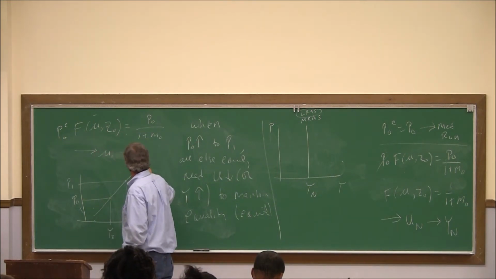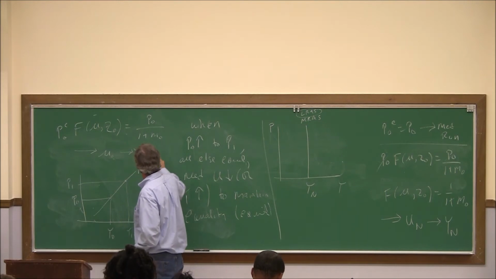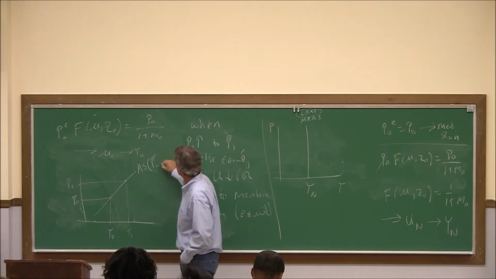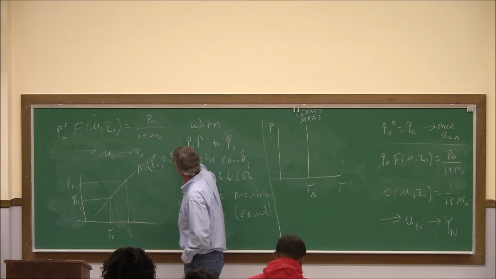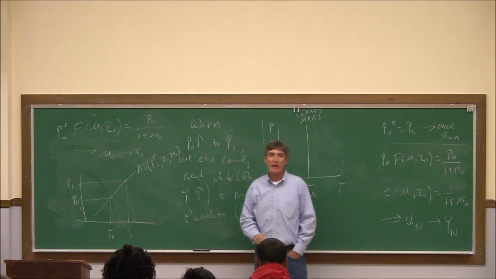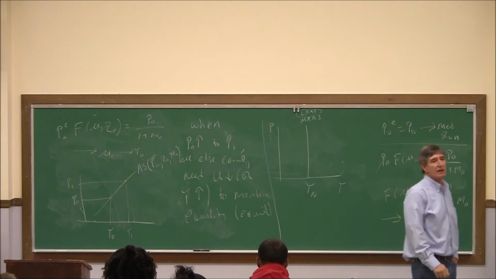So we know that the aggregate supply curve for a fixed expectation, a fixed Z, and a fixed M0 looks like that. And that's the short run supply curve.